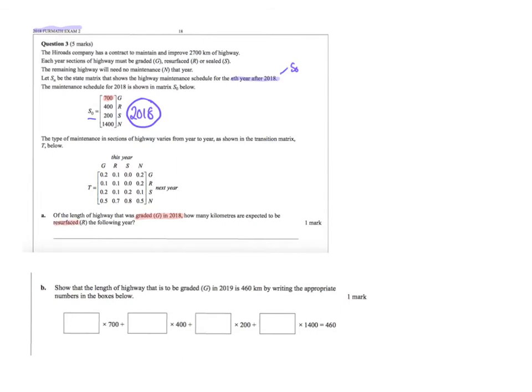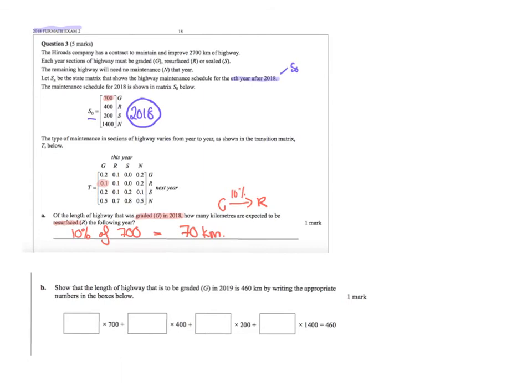So really what they're saying is they're trying to get you to interpret that transition. What you need to know is if I go from G to R, and I look for G to R in my transition, so G this year, R next year, it's 0.1. So that means 10% of G will go to R. So the answer is going to be 10% of the G, which was our 700. So the answer is going to be 70 kilometers. Okay, so just be careful and try to make sure you're reading exactly what they're asking.